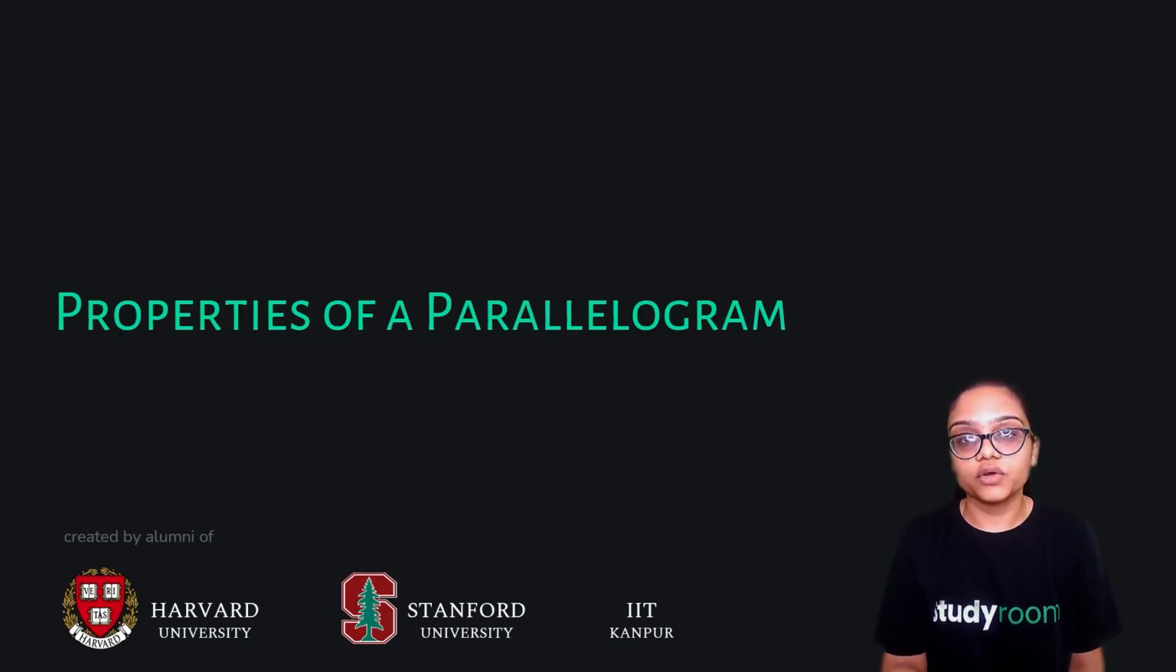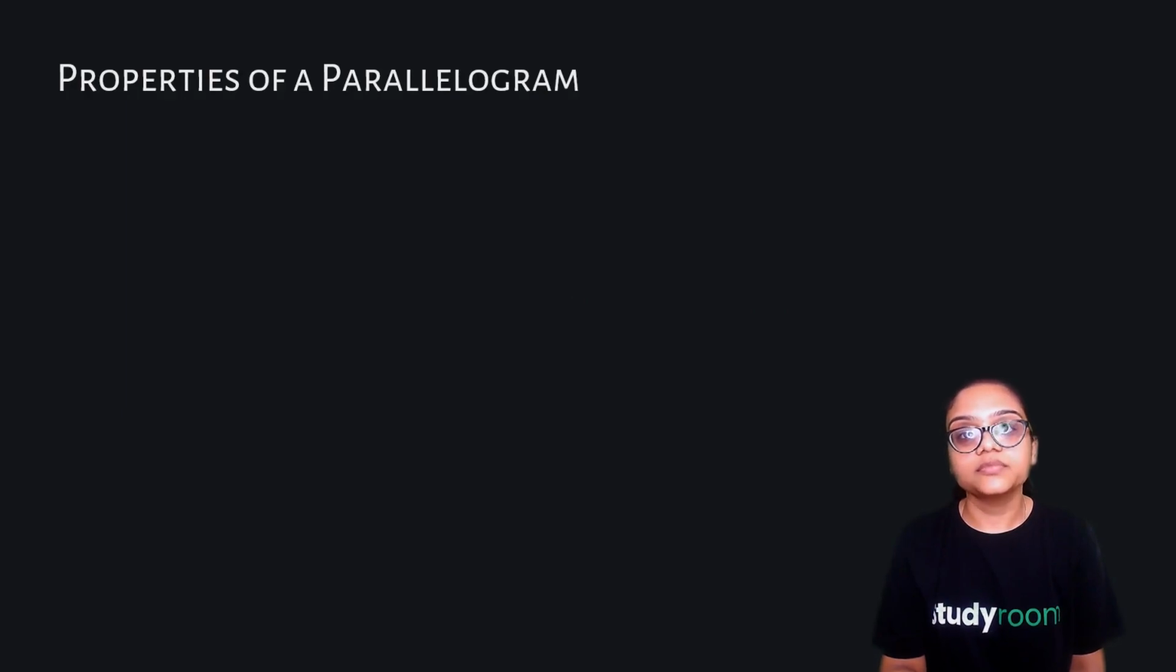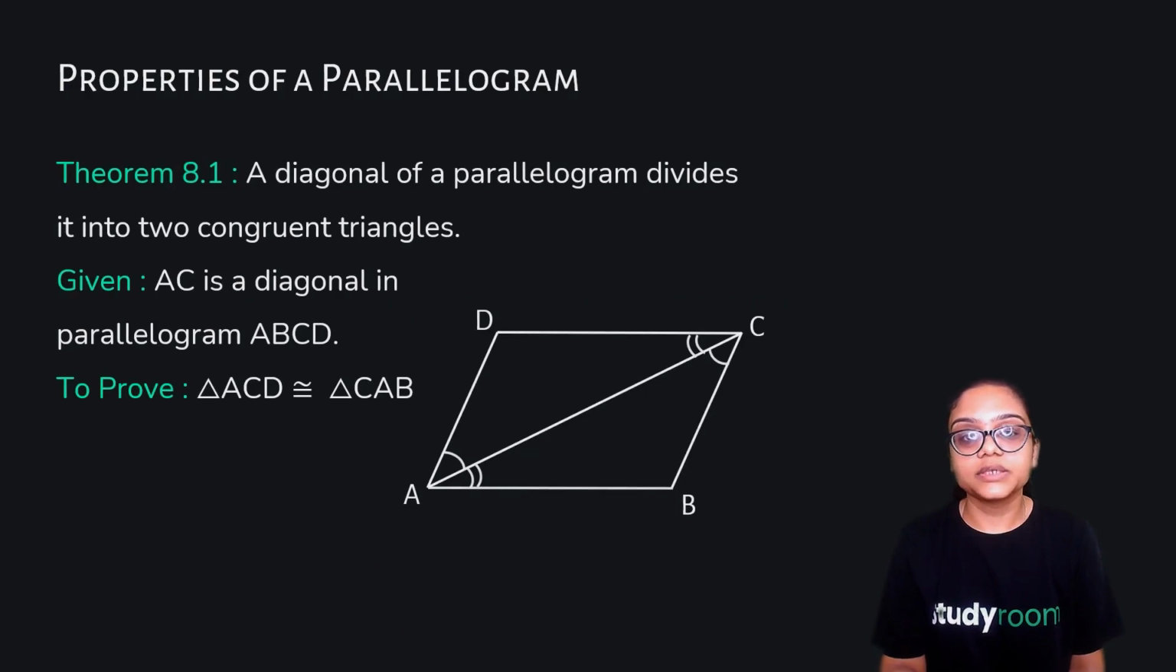Now, we want to move forward towards the properties of a parallelogram. We have learned about three parallelograms. Which ones are they? Rectangle, square, and rhombus. So, what are its properties? The first property states that a diagonal of a parallelogram divides it into two congruent triangles. We have already learned the congruency condition. What does it mean? It means that they overlap completely. So if AC is a diagonal of parallelogram ABCD, then we can state that triangles ACB and ACD are congruent to one another.